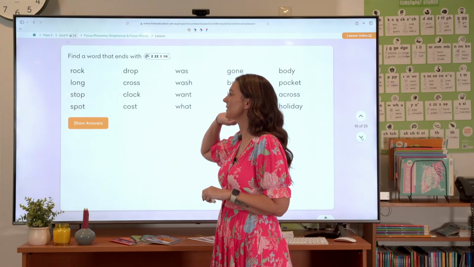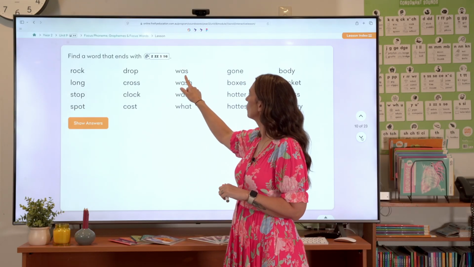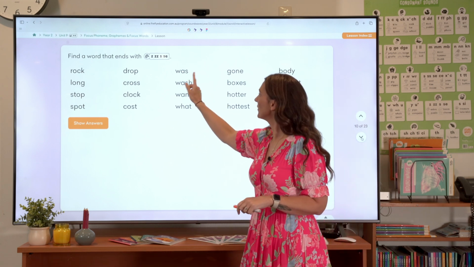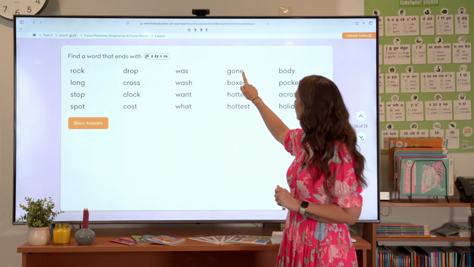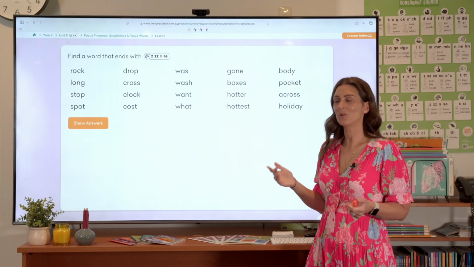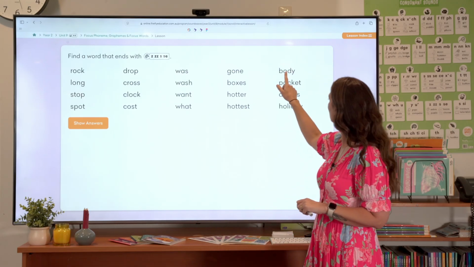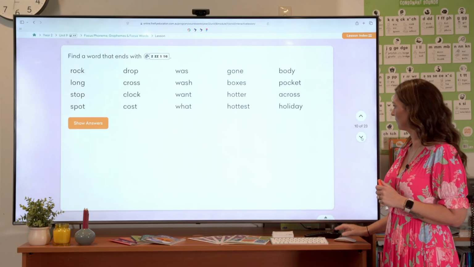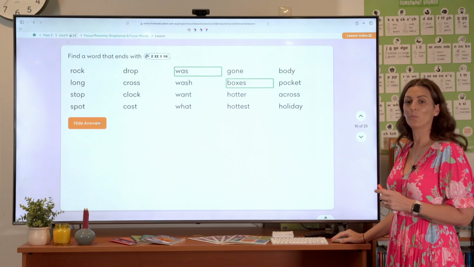Cross. Nope, that doesn't end in Z. Was. That one ends in a Z. So here's one of our words that ends in Z. Let's see if there are any others. Boxes. Boxes also ends in a Z. Across. Nope, that's a S. Let's check to see if we're correct. Well done.